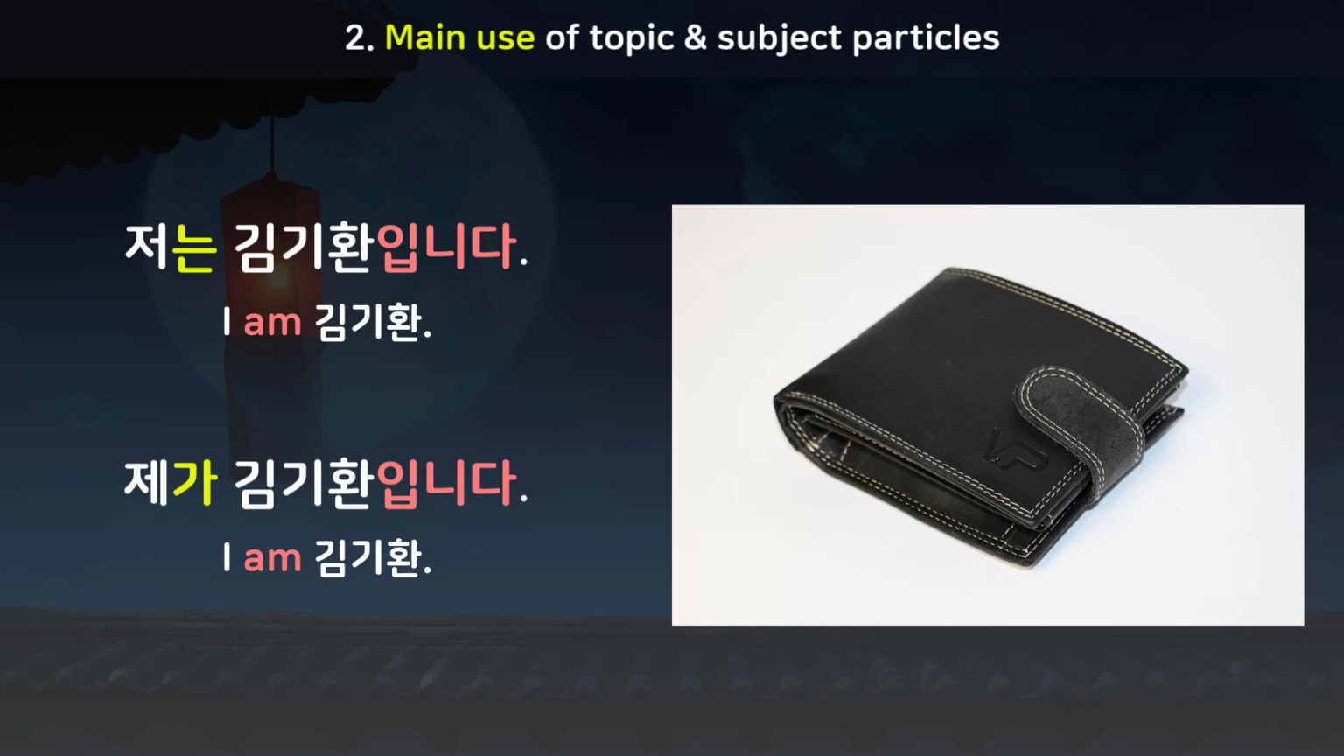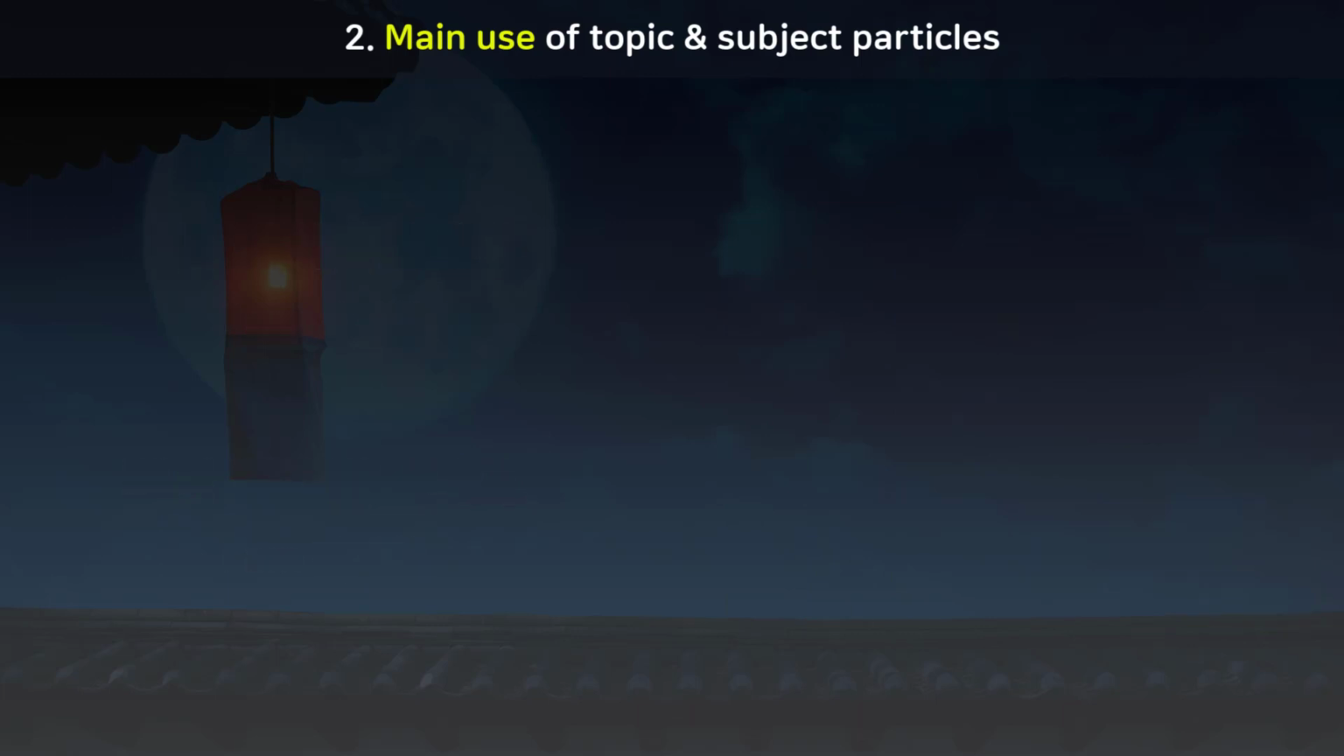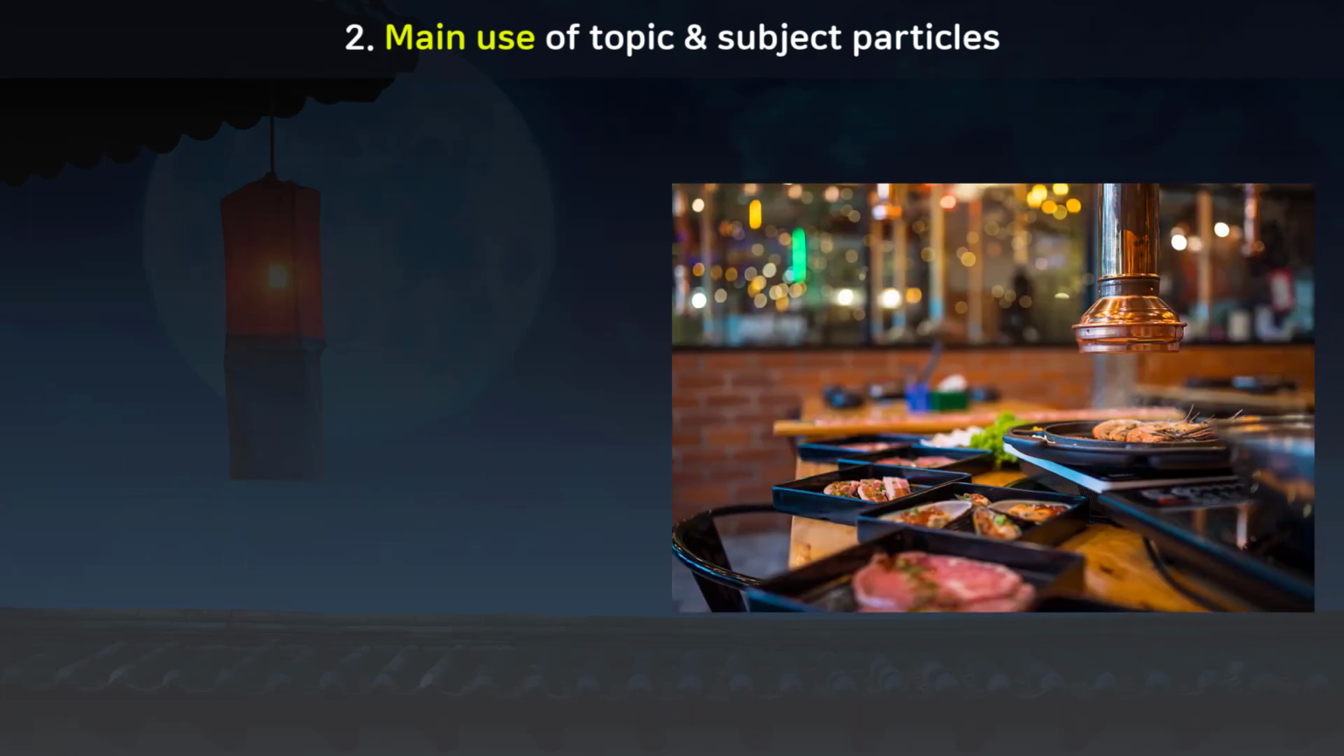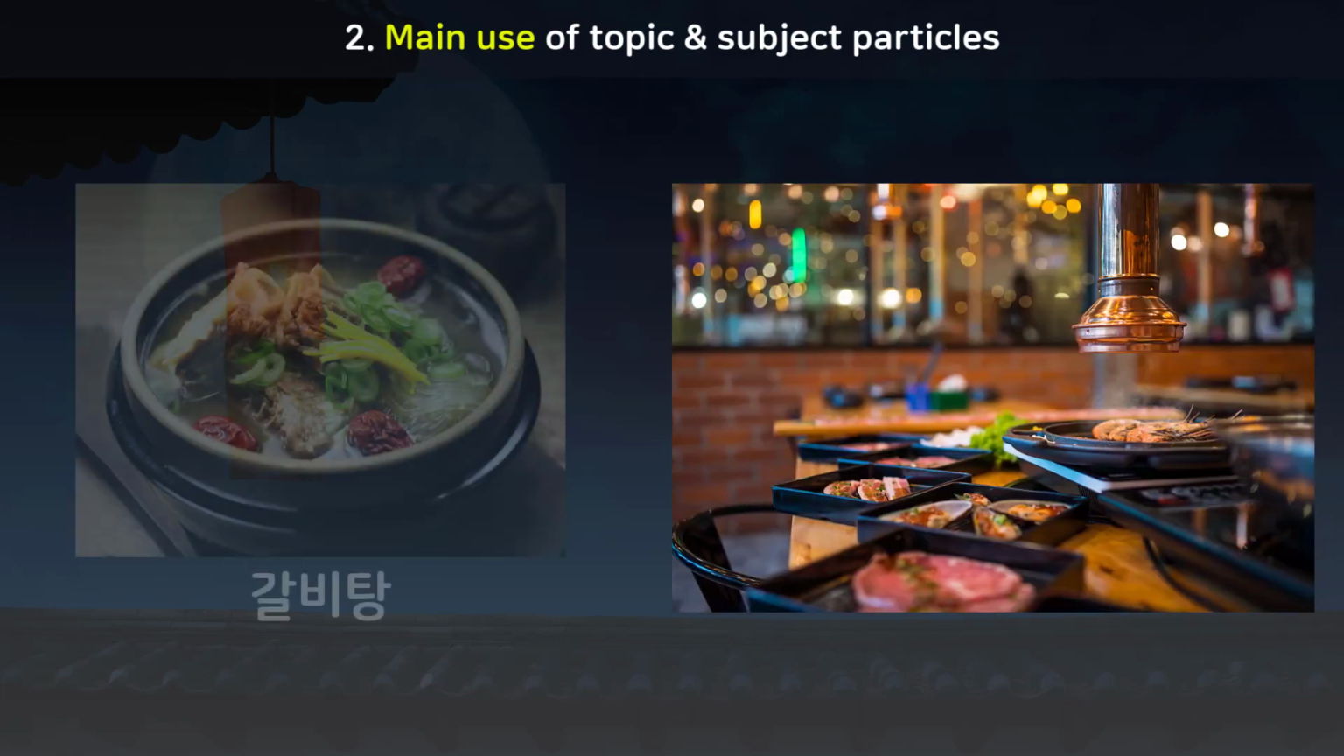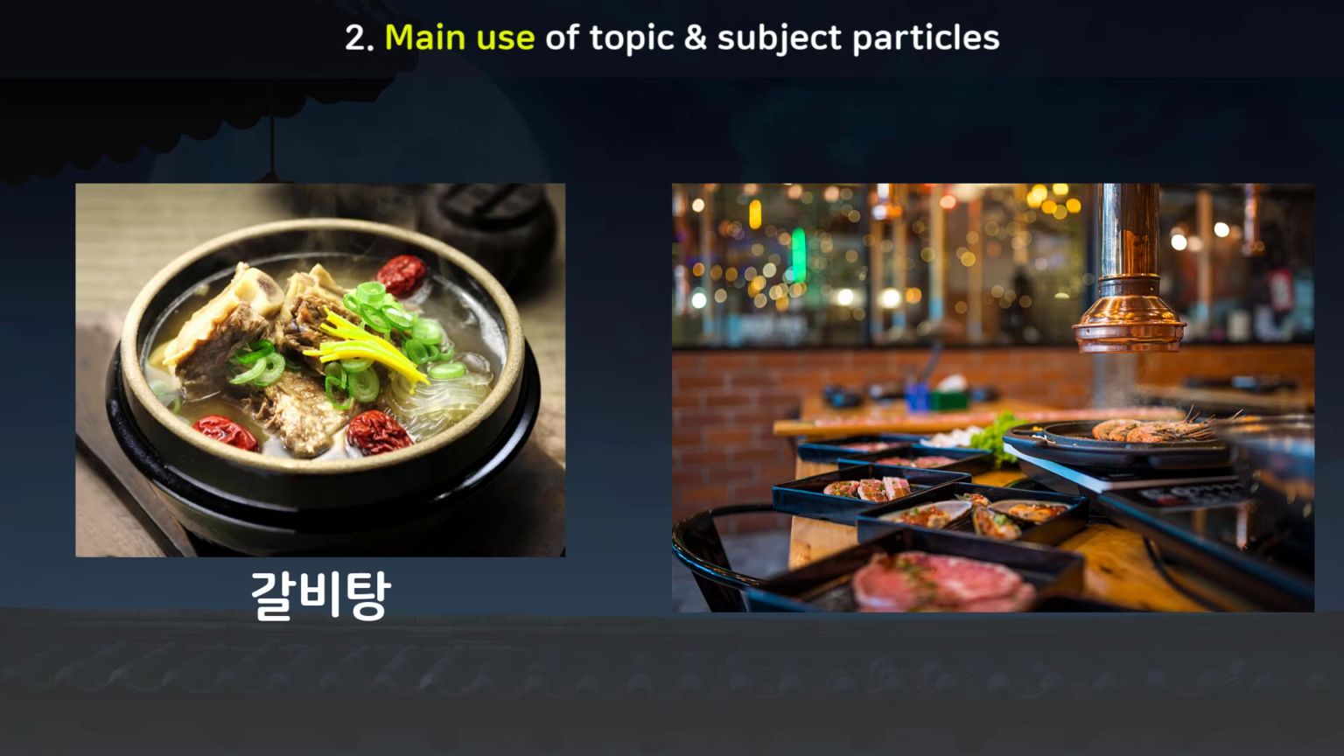Okay, so let's consider another situation. Let's say you are in a restaurant and you're about to order food. You want to tell the waiting person that you want 갈비탕. And if you're unfamiliar with what 갈비탕 is, it's a soup-based dish made from beef rib stock. It's a really good dish to have in winter.